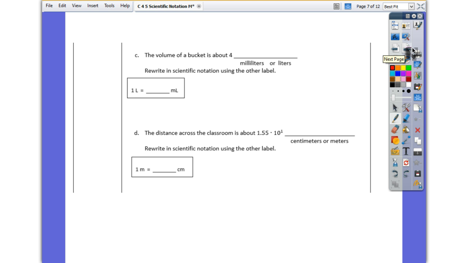What they want you to do is estimate what we were just doing. We were just circling which one of these would be best. The volume of a bucket is about 4 what? Milliliters or liters? A bucket? How big is the bucket? Liters. What would you want to use? Liters. You'd want to use liters.